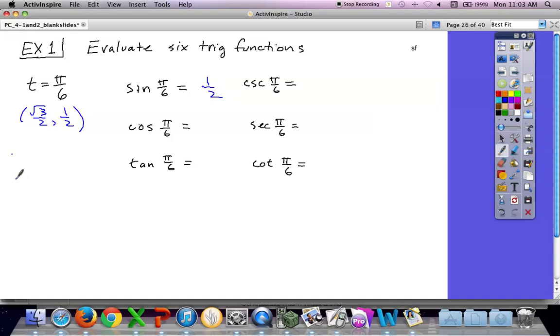What is cosine? Which is root 3 over 2. Okay, how about the tangent? Remember, it's y over x, right? So that'll be 1/2 divided by root 3 over 2.